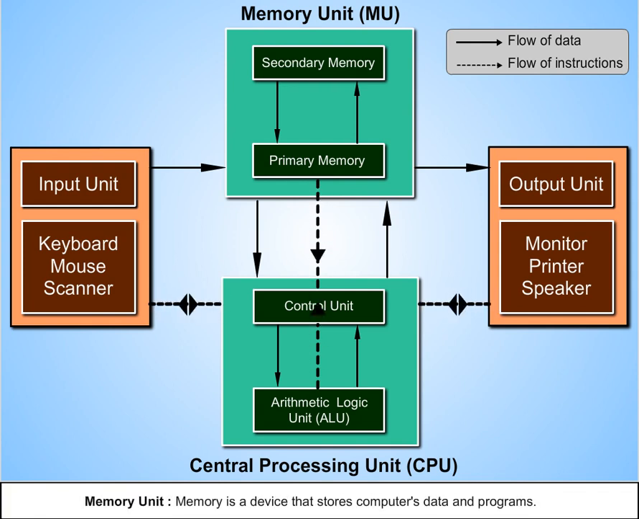Memory Unit. Memory is a device that stores the computer's data and programs. The two types of memory are primary memory, that is internal, and secondary memory, that is external. Input Unit. This unit is used to give data to the computer by the user.